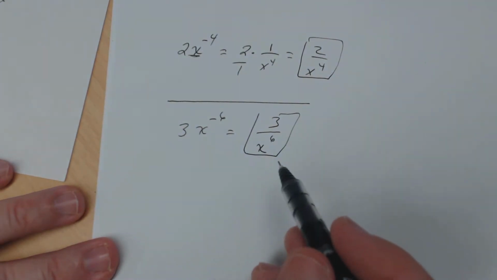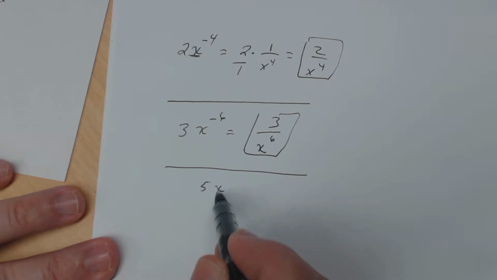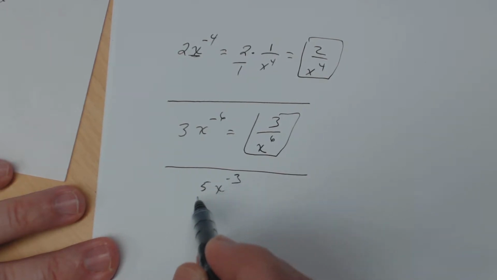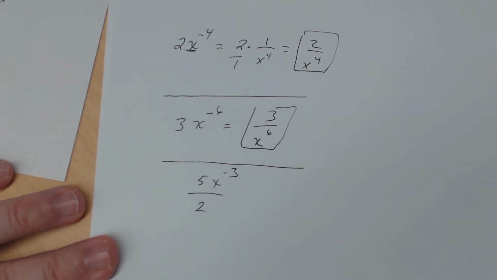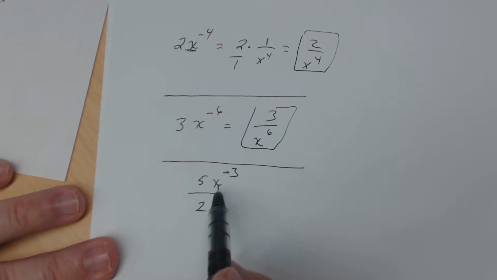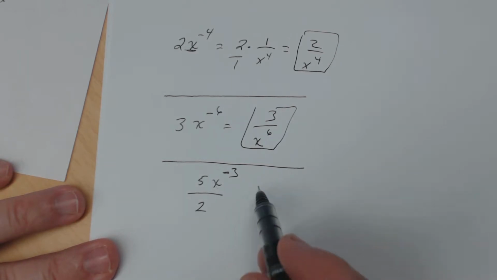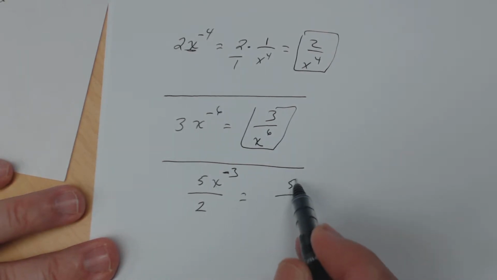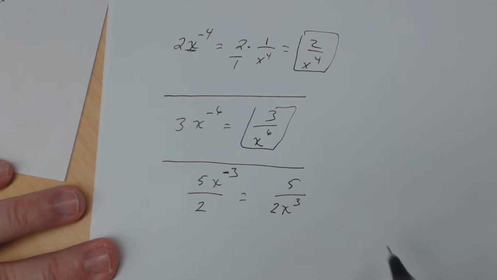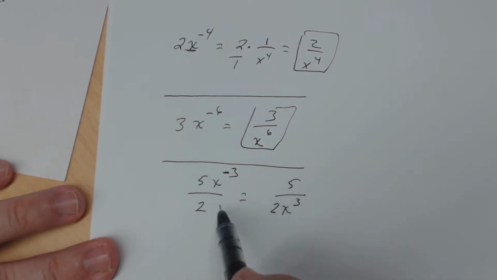Alright, so if I have 5x to the negative third divided by 2, again, you only look at what's being raised to a negative power. The only thing being raised to a negative power is this x, so that's what I'm going to move. Everything else stays where it is. The 5 stays in the numerator, the 2 stays in the denominator. So that's going to be 5 over 2x to the third power. So this was the one I had to move, and I put it in the denominator with this 2.